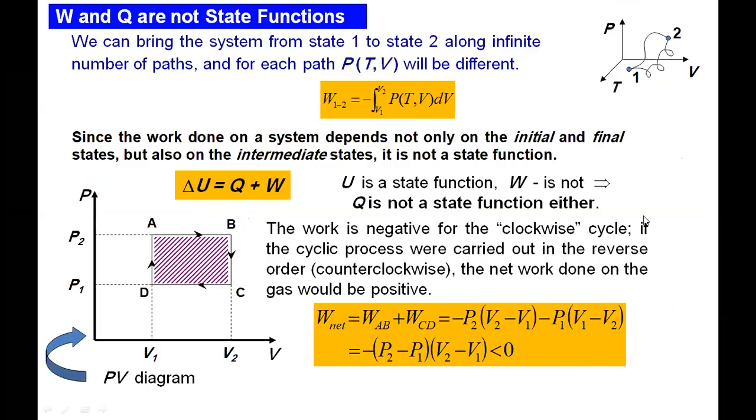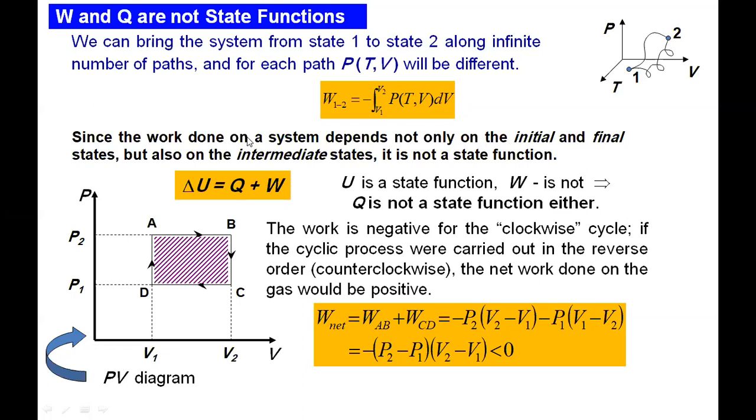Okay. Then the work and heat are not state functions. We can bring the system from state 1 to state 2 along infinite number of paths. So we can go from here, or we can go this way. For each path, pressure as a function of temperature and volume will be different. Then the work from 1 to 2 equals minus the integral from V1 to V2 of the pressure as a function of T and the volume, dV.